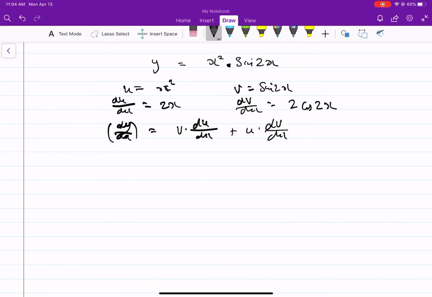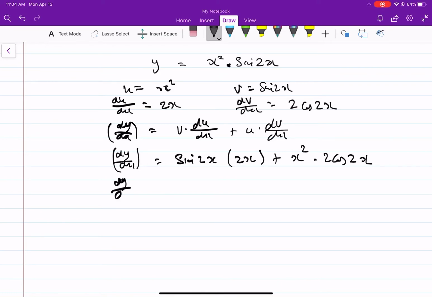dy/dx is equal to v, which is the sine 2x, times du/dx, which is the 2x, plus u, x squared, times dv/dx, 2 cos 2x. dy/dx is equal to, pull the 2x in front of this one, 2x sine 2x plus 2x squared cos 2x. You can leave it like that.